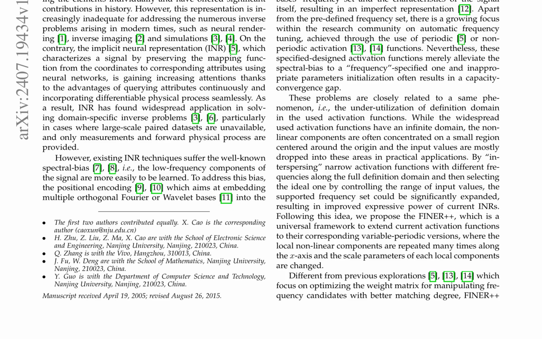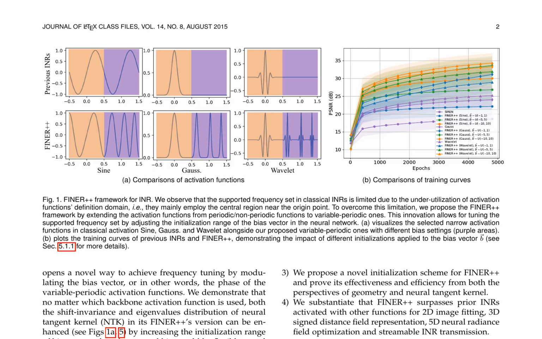This innovation is achieved by modulating the bias vector, or phase, of the variable periodic activation functions, thus enabling frequency tuning. The Finer++ framework is a universal extension of existing periodic and non-periodic activation functions to their variable periodic versions, improving the utilization rate of the definition domain. This framework is demonstrated to enhance the shift invariance and eigenvalue distribution of the neural tangent kernel, NTK, in its Finer++ version, alleviating spectral bias and capacity-convergence gaps.